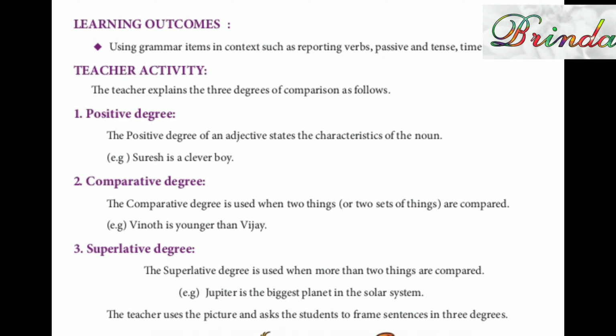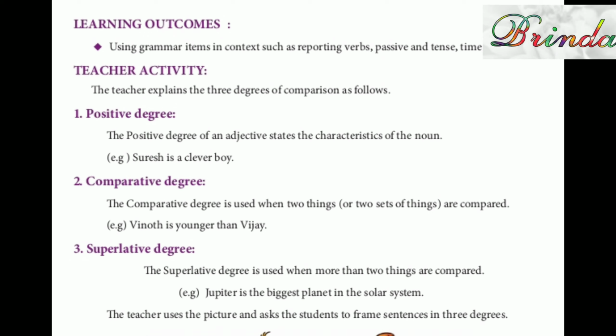Comparative degree means we are comparing two things. The comparative degree is used when two things or two sets of things are compared. For example, Vinod is younger than Vijay. Okay? So comparing means two members are there. And the superlative degree is used when more than two things are compared. So more than two things are compared means they are called superlative degree. For example, Jupiter is the biggest planet in the solar system. Alright, and you have plenty of examples.